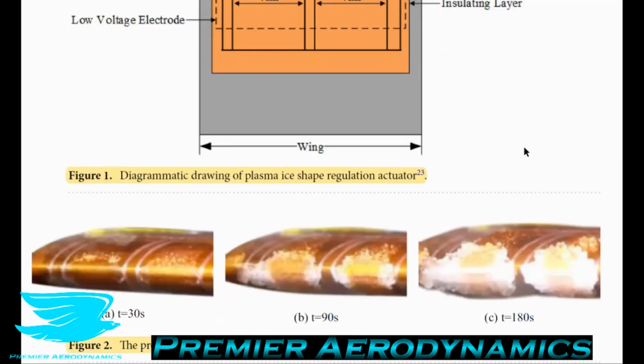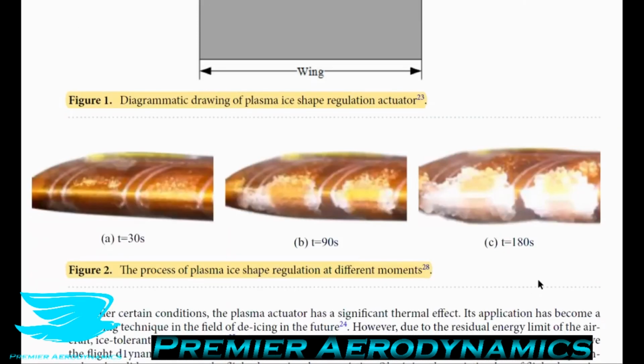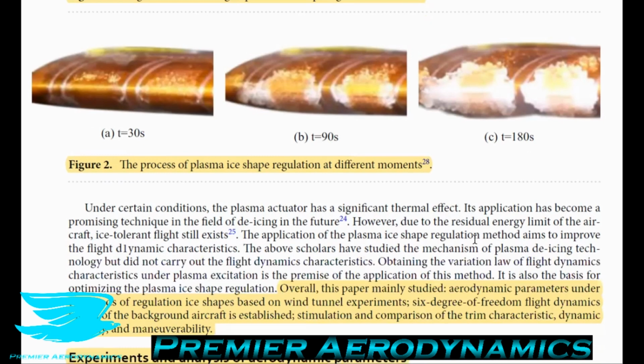Figure 2 shows the process of the plasma ice shape regulation at different moments. So they want to see not just getting rid of ice in total, but seeing if you can just control the ice accretion and produce shapes which are not that detrimental. So they're still not getting rid of the entire ice, but you're going to make it a lot better instead of having ice over the entire leading edge. They say that overall, this paper mainly studied aerodynamic parameters under 2 kinds of regulated ice shapes based on wind tunnel experiments. 6 degrees of freedom flight dynamics models of the background aircraft are established. Simulations and comparisons of the trim characteristics, dynamic stabilities, and maneuverabilities are investigated.